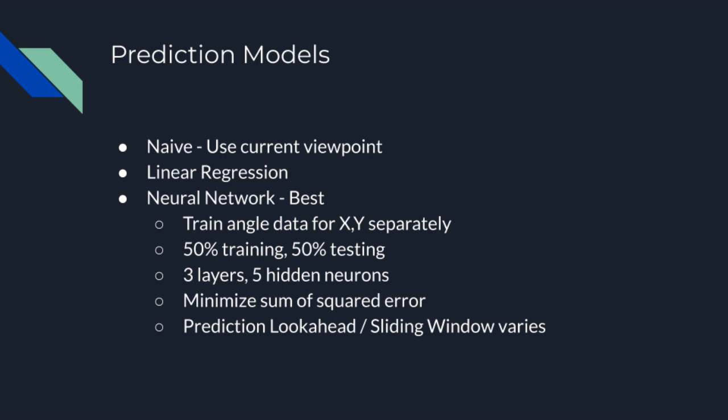So again, they trained the data for X and Y separately. They also used 50% of the data for training, and I believe it should be more like 75 or 80%, but perhaps they got better results with 50. 3 layers and 5 hidden neurons is also very arbitrary. They likely got best results with that in this study, but pretty much every study decides on different numbers. The prediction lookahead is the varying variable here, and it's pretty important, so I'm going to describe it in the next slide.